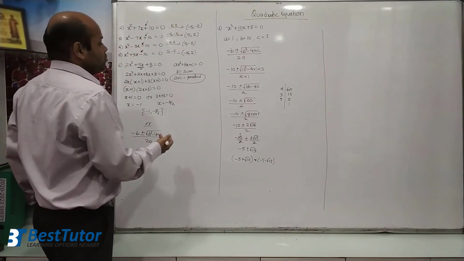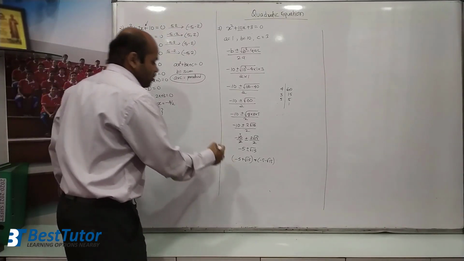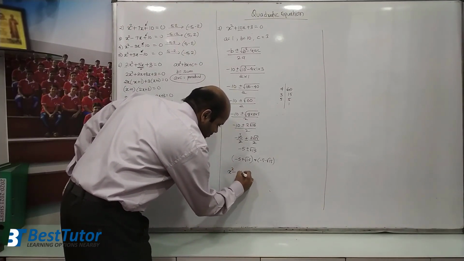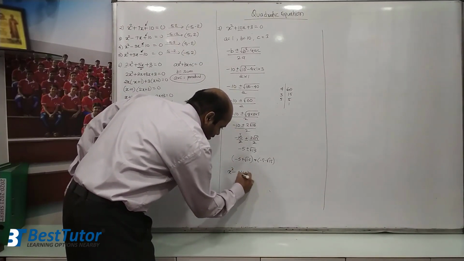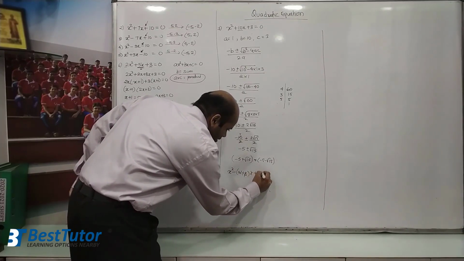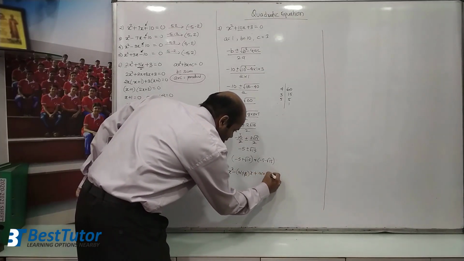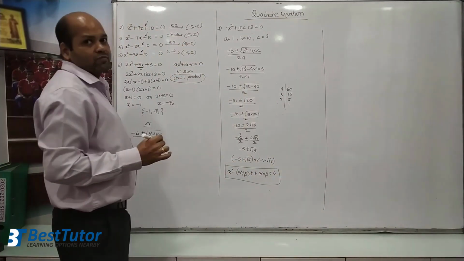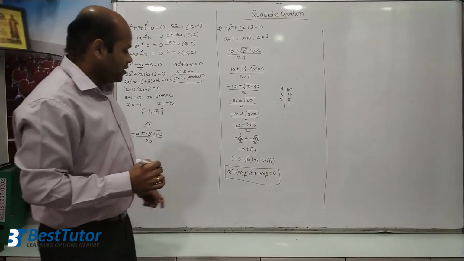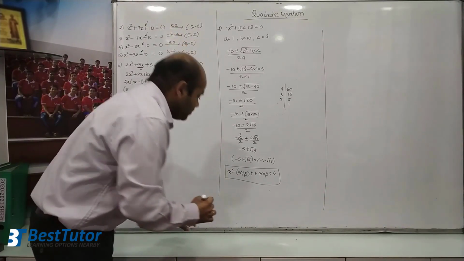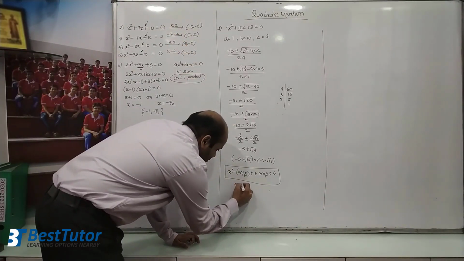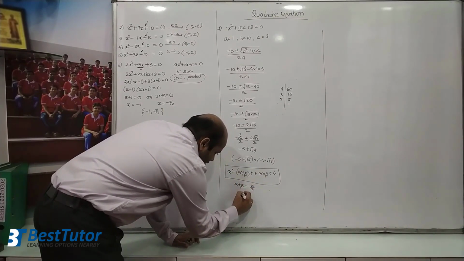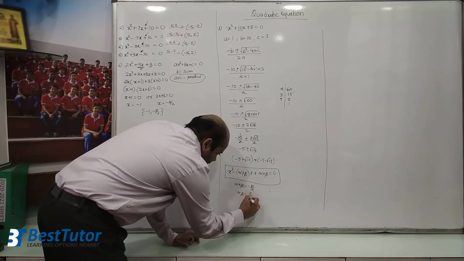Or else we use the direct formula, the other formula which is given to us as x square minus (alpha plus beta) x plus alpha into beta equal to 0. For this particular equation, what is alpha plus beta? It is minus b by a, and alpha into beta is c by a.